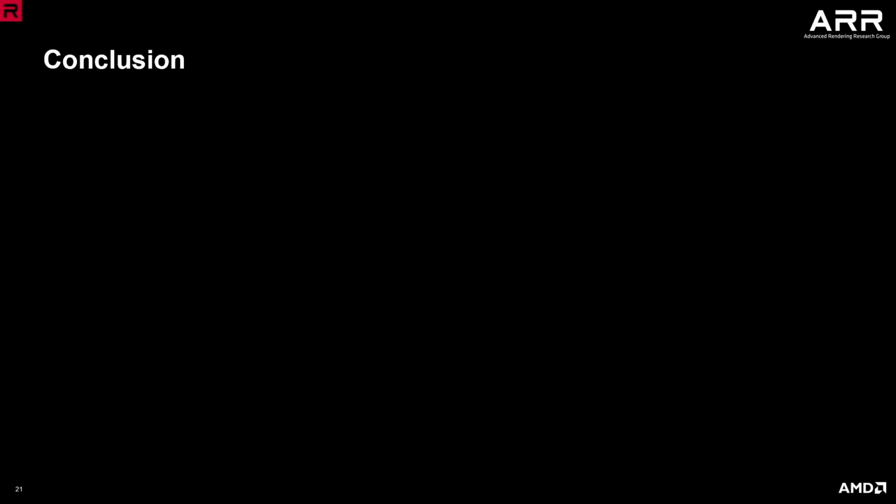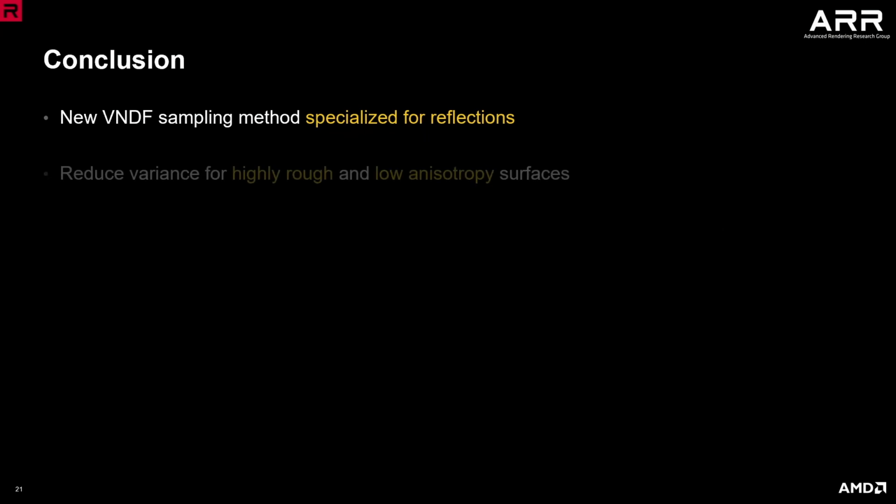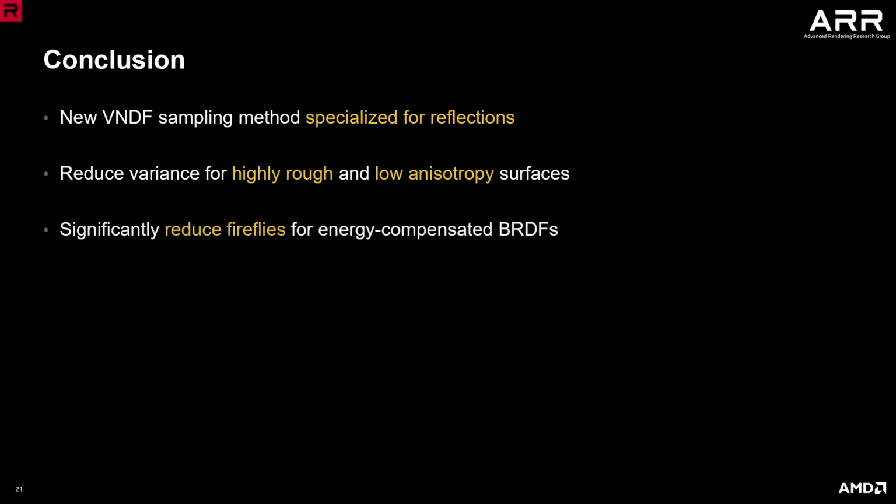Finally, I will give a conclusion. First, we derived a new sampling method specialized for reflections to reduce the number of zero contribution samples in VNDF sampling. Second, our method reduces the variance of the rendering result for highly rough and low anisotropy surface. Third, our method significantly reduces fireflies for energy compensated BRDF. Finally, our method is very easy to implement. It requires only 5 lines of code.